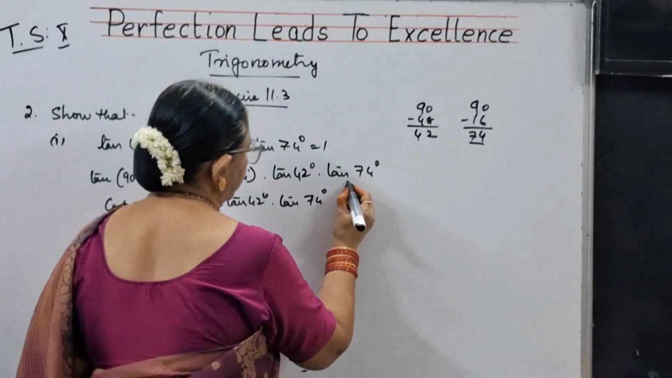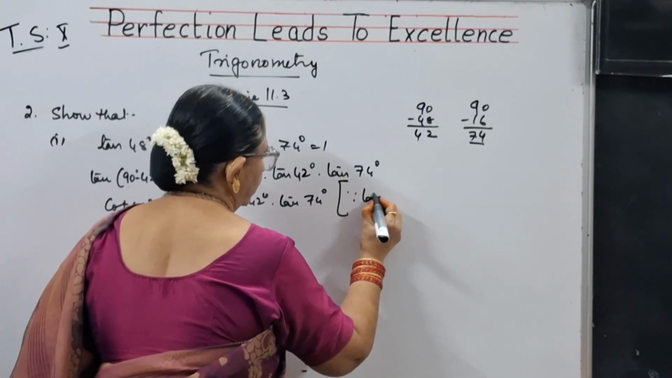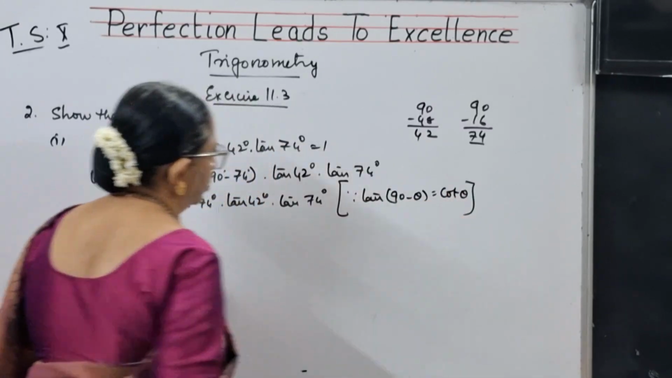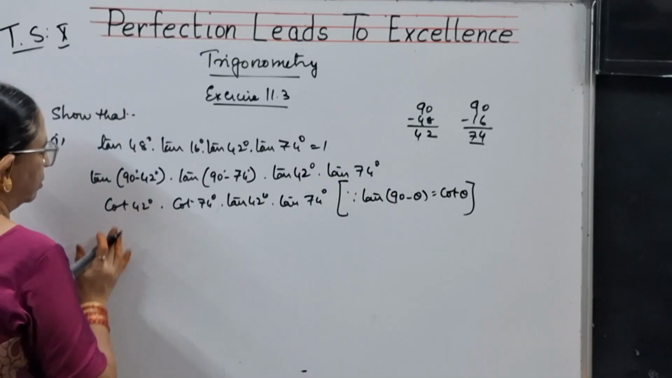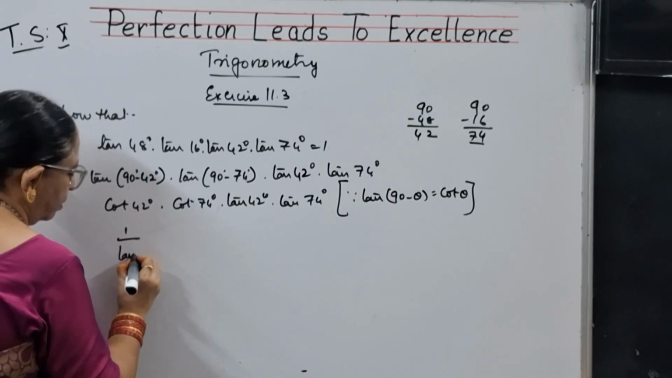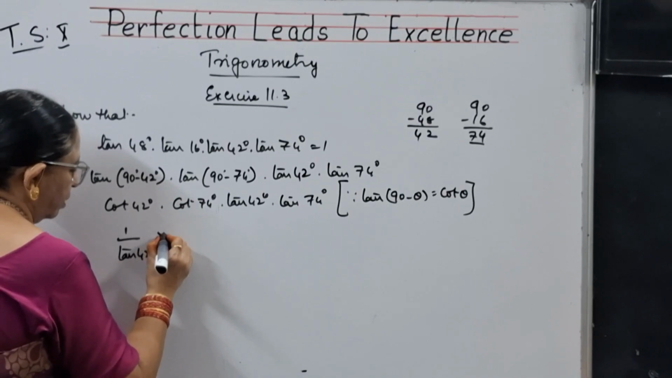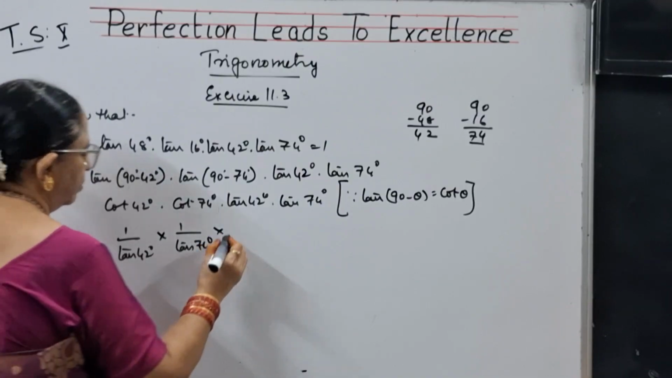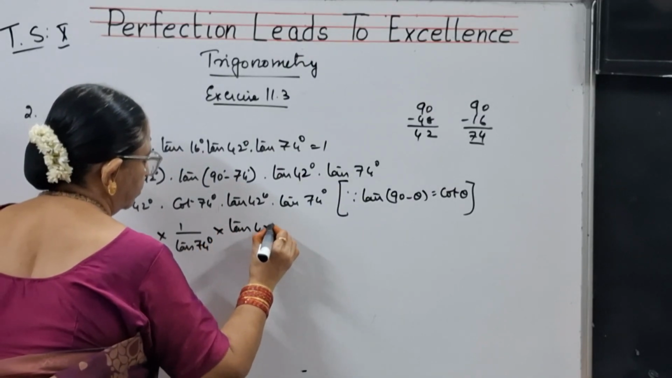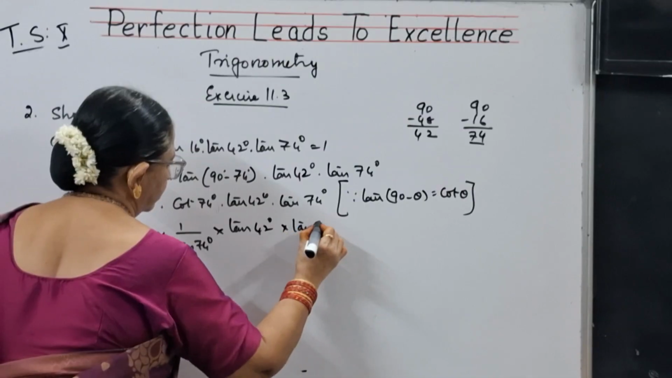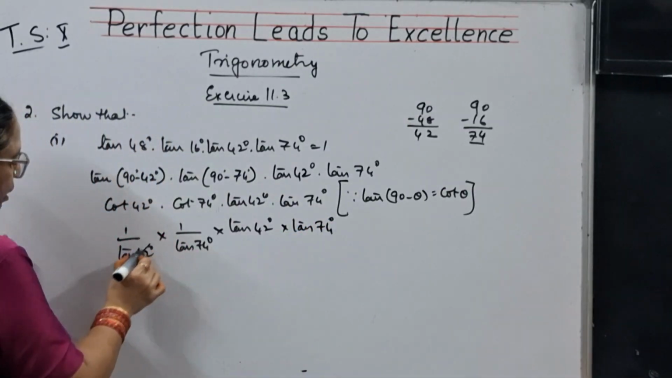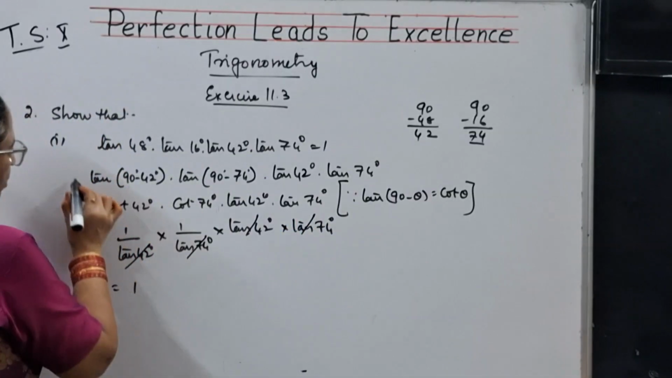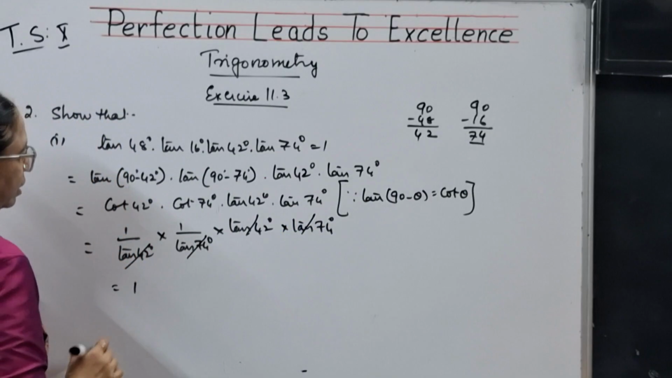What is the property that we have used here? Because tan 90 minus theta is equal to cot theta. This formula we have used. So cot means what, children? 1 by tan. 1 by tan 42 degrees into 1 by tan 74 degrees into tan 42 degrees into tan 74 degrees. So see, tan 42, tan 42, tan 74, tan 74 cancel. This is equal to 1. So you are getting it as 1.